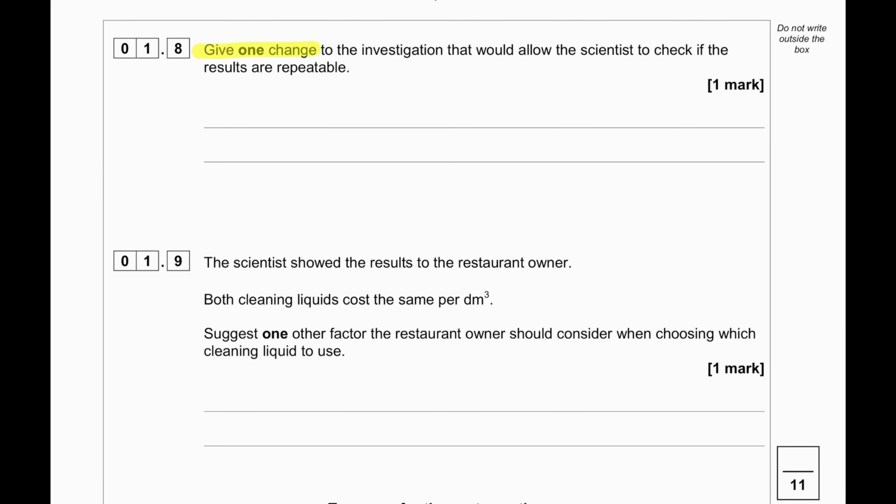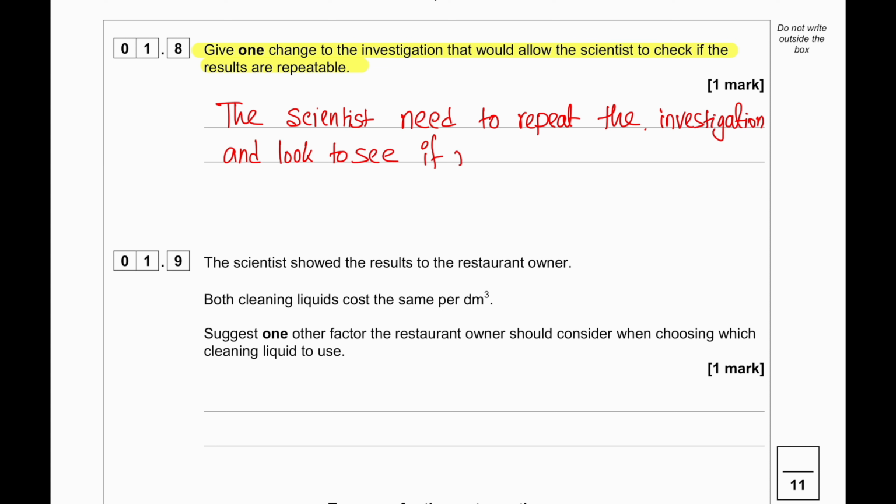Give one change to the investigation that would allow the scientist to check if the results are repeatable. The scientist needs to repeat the experiment and look to see if the results are similar.